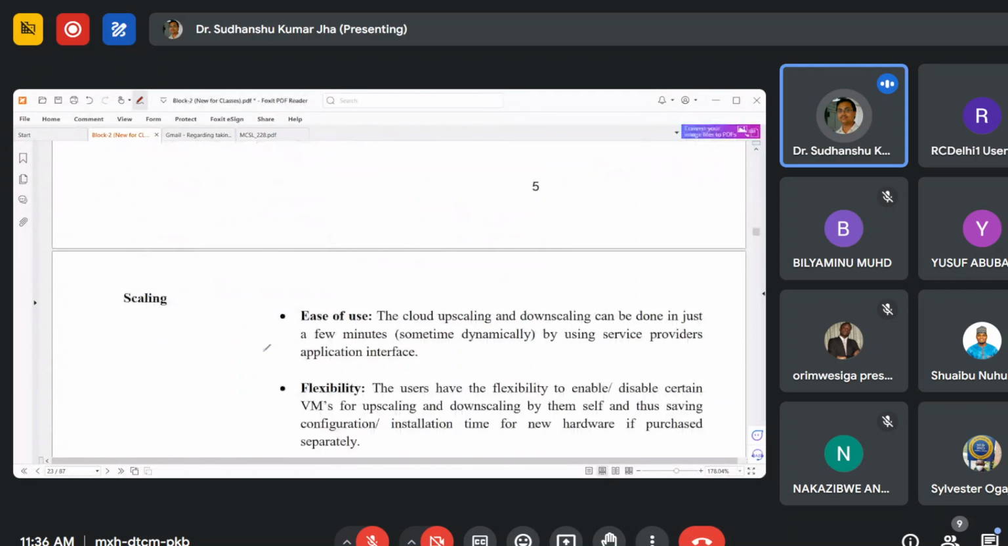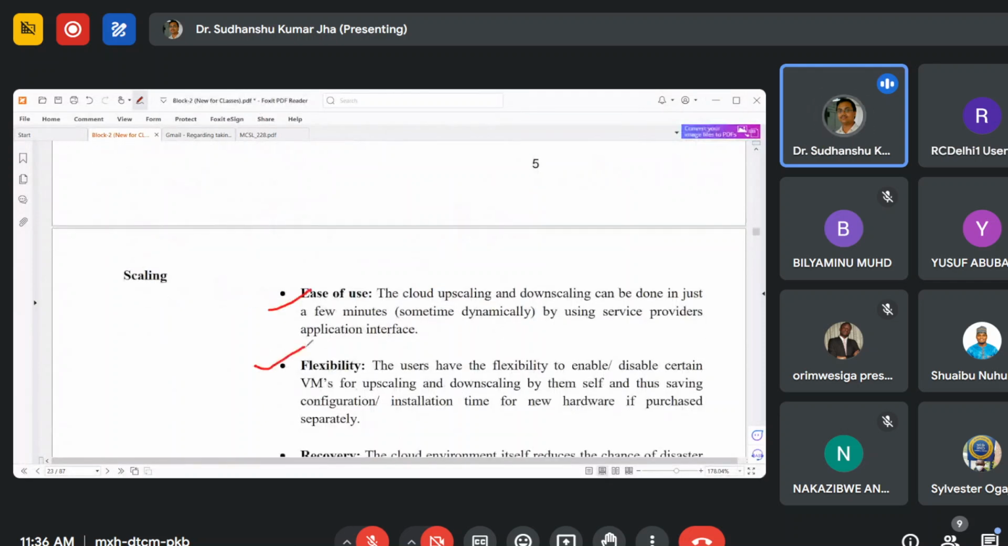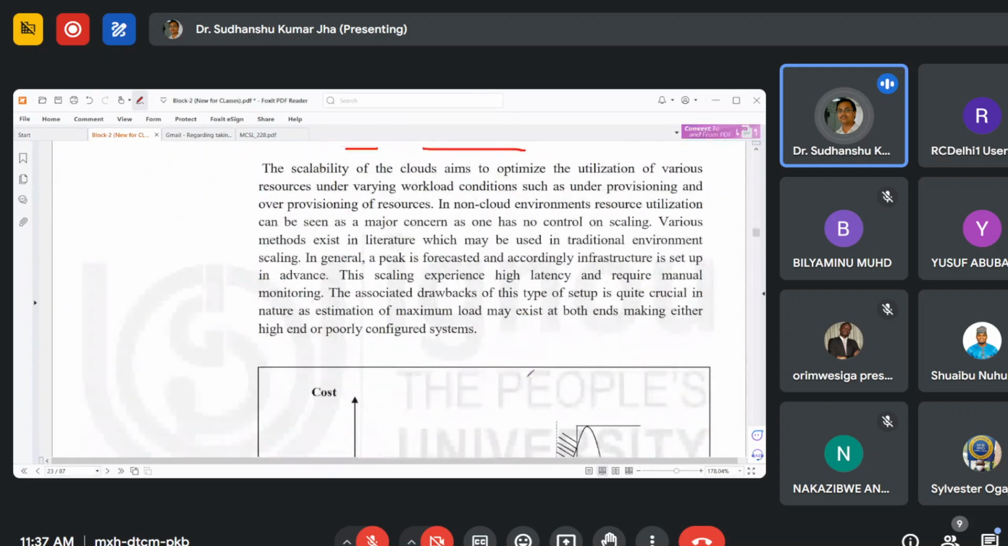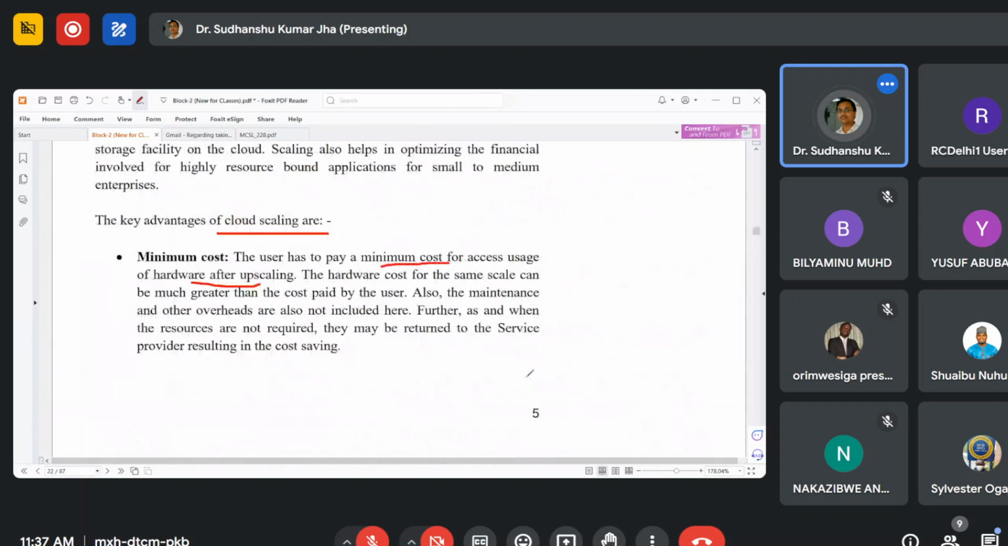Similarly, ease of use and flexibility. Users are flexible to enable or disable certain VMs for upscaling and downscaling. Recovery: the cloud environment itself reduces the chances of disaster and amplifies recovery, as information is stored in the cloud, so recovery is also very easy. It provides a flexible environment and an easy-to-use environment. And one of the major things is the minimum cost. You have to start with the minimum cost.